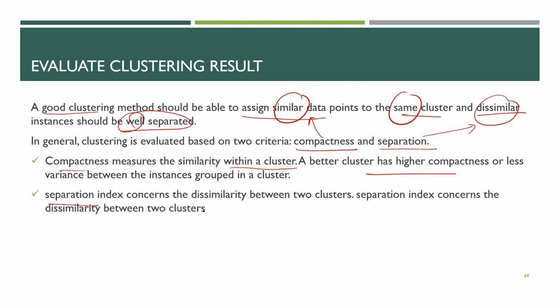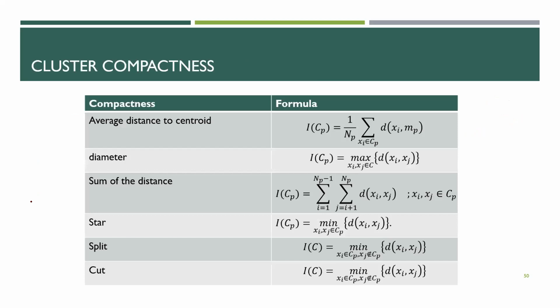Separatedness focuses on the similarity between two clusters, like this, how different they are. This is the separatedness. Then, based on these two ideas, there are many cluster validity formulas proposed by many researchers. For example, this is the cluster compactness.